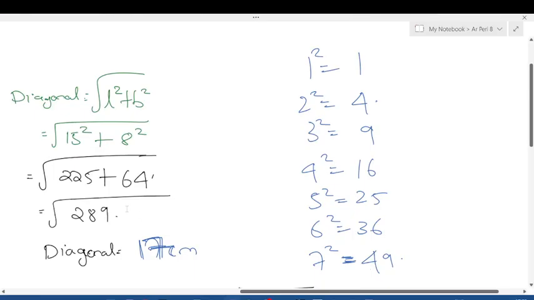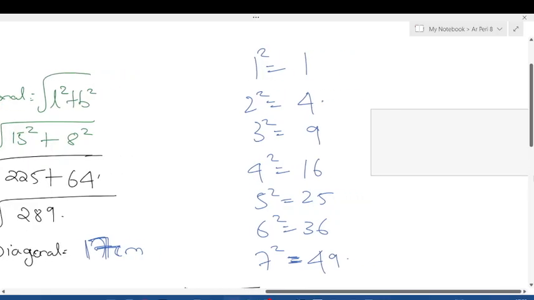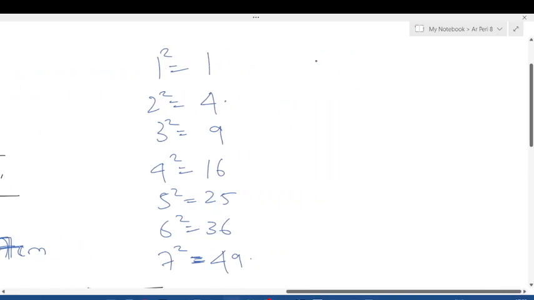Yes, completed. Square root of 289 is 17. Once you complete, make a note of this, students. For homework, go through these values. Tomorrow you'll have to tell me. 8 square is equal to 64.